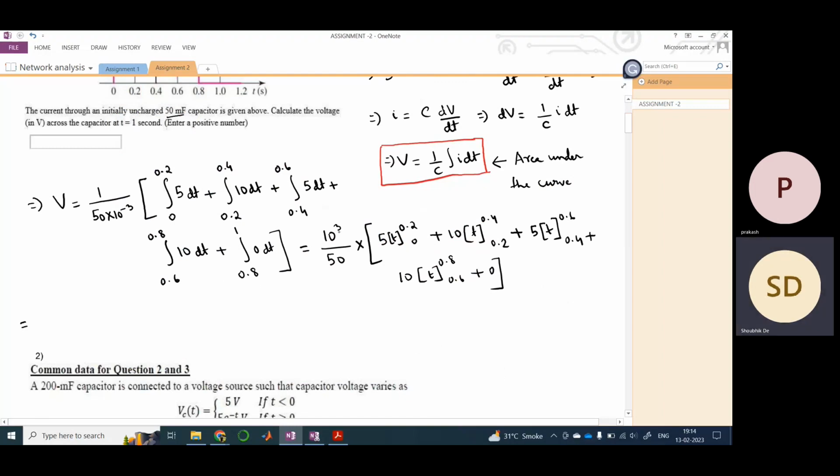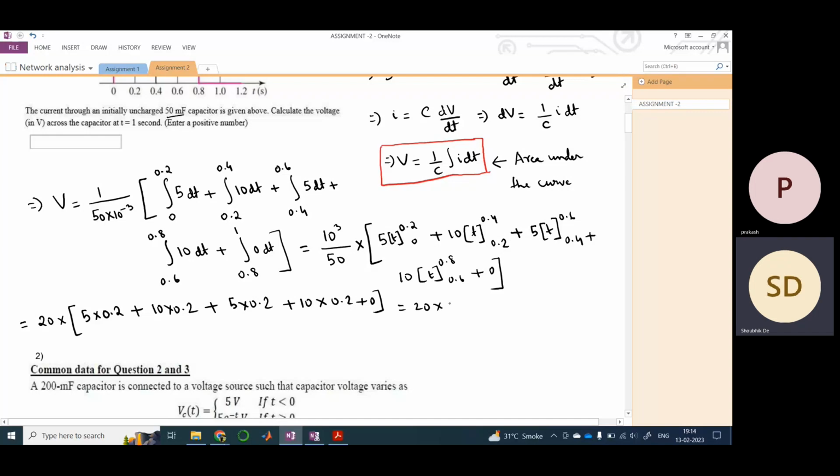So what would be my voltage? This would be 20, because 10 to the power 3 means 1000 divided by 50. The first term would be 5 into 0.2 minus 0, so 0.2. I am directly writing it. Then 10 into 0.4 minus 0.2, so again 0.2. Then 5 into 0.6 minus 0.4, so this will be 5 into 0.2. And the same here, 10 into 0.8 minus 0.6, 0.2. This is 0. Very simple.